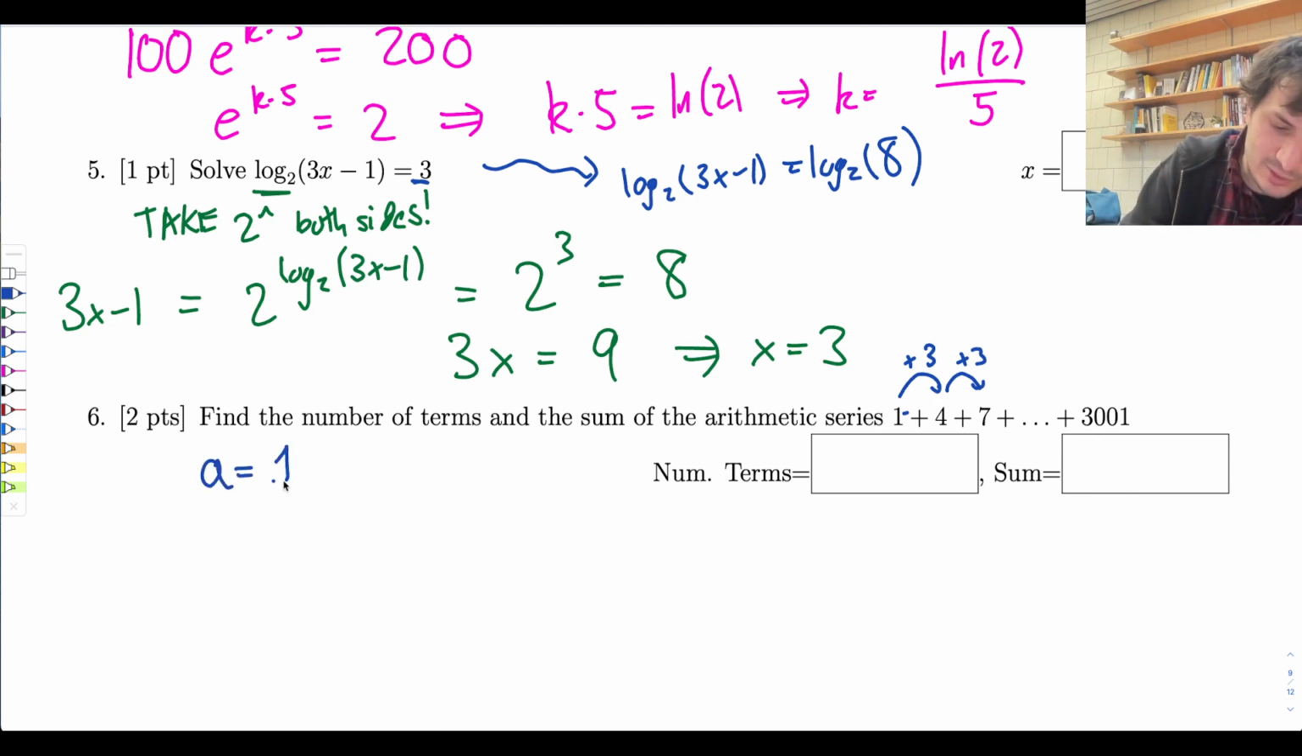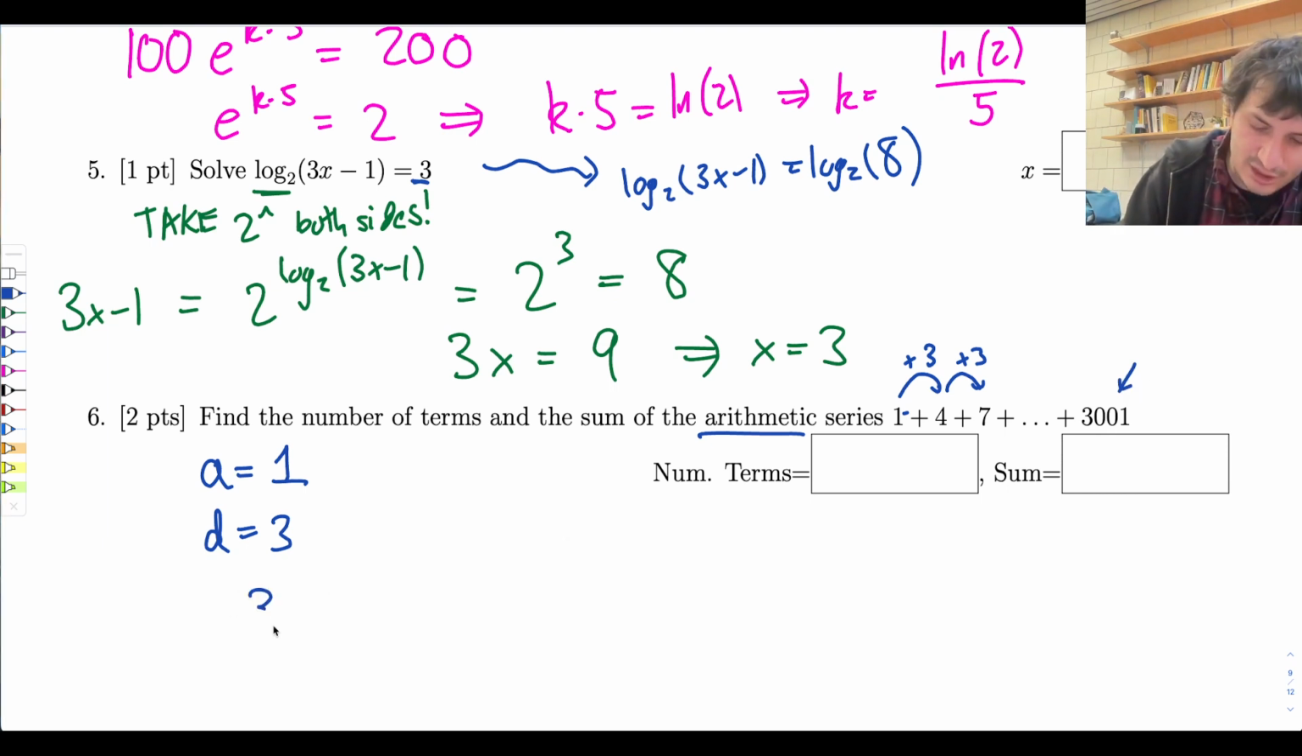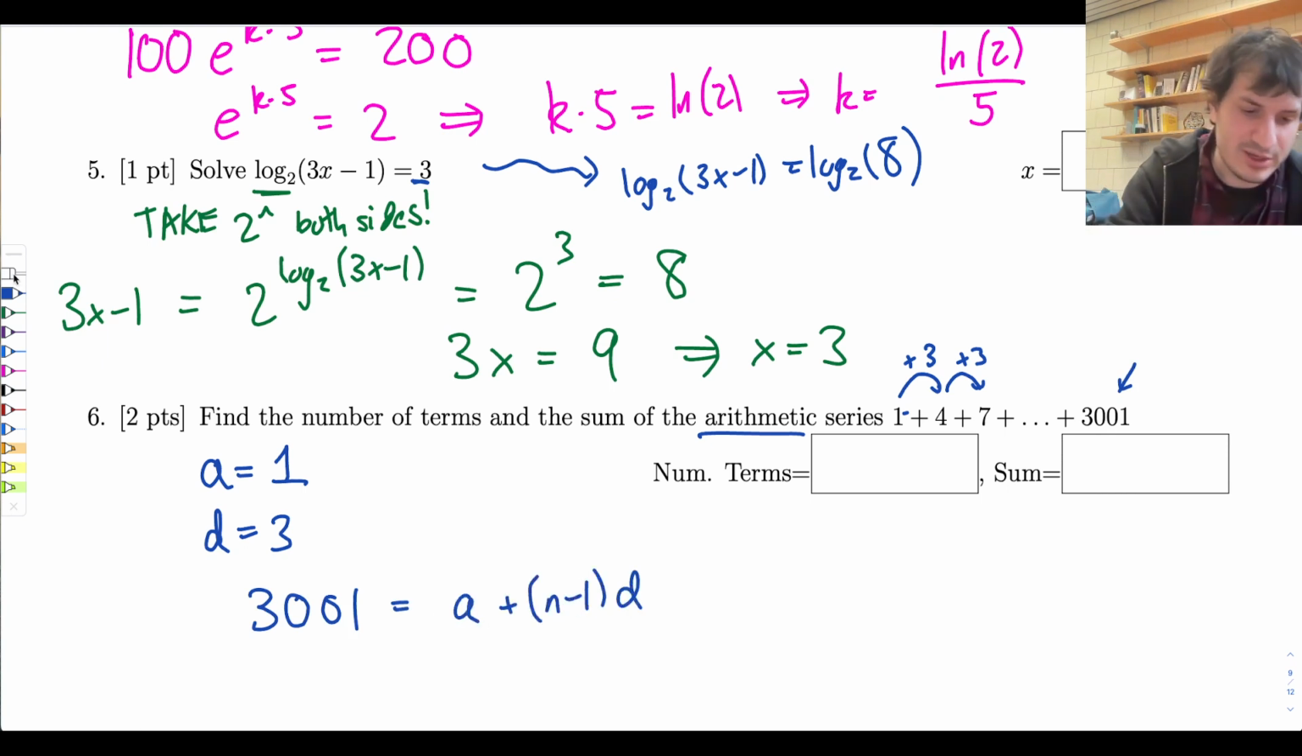So A equals 1, D equals 3. The common difference is 3 in this arithmetic series. And if A equals 1 and D equals 3, what is the number of terms? Well, we know that the last term, 3001, is equal to A plus n minus 1 times D. And in this situation, we know that A equals 1 and D equals 3. And we can solve for n.